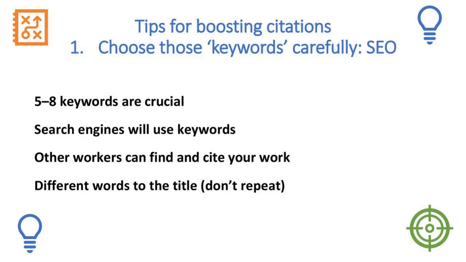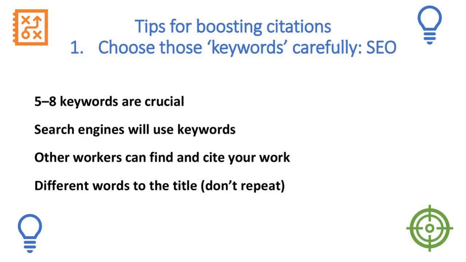And the first of them is to choose your keywords carefully. Make sure that you are ensuring that your research is discoverable online, that search engine optimization is happening. You do this with a title, with keywords, and with an effective abstract. 5 to 8 keywords. Search engines use these to find your work. And other workers also will use keywords when searching for literature, when using tools like the Researcher app, like ResearchGate, like many of the other online tools for searching and discovering academic literature.